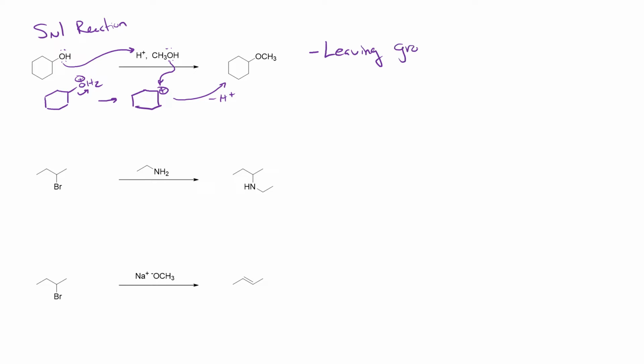Important things here. The leaving group is activated by H plus. We can't have the leaving group leave until it reacts with H plus. That leaving group bond doesn't break, and we're making a carbocation. So those are the things we're going to remember from the SN1 reaction.